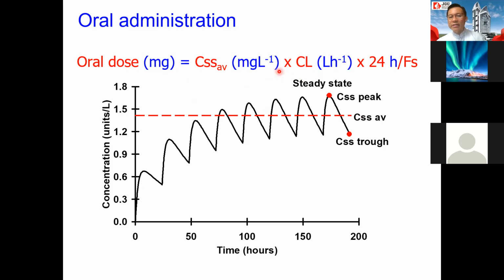times clearance, divided by F and S. F here is bioavailability, S is salt form, because oral has bioavailability. So the bioavailability has to come into consideration, whereas for IV, the bioavailability is 1. But for oral, bioavailability can vary. For example, digoxin is around 60 to 70%. So here, understand or not?